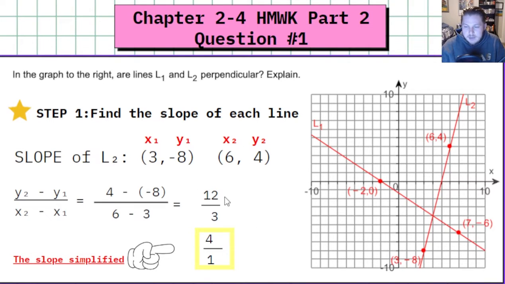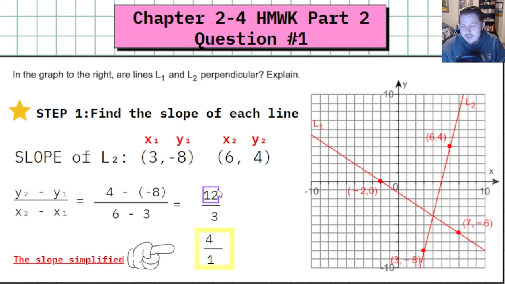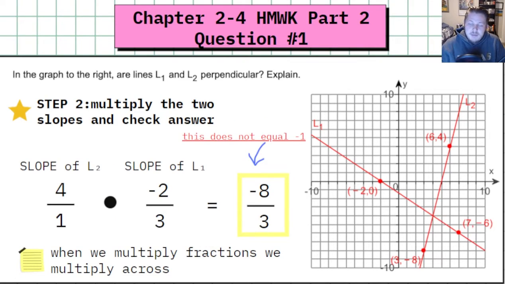Nothing too crazy there. So again, this fraction can be reduced down. Both of these numbers are obviously divisible by 3. So that's going to give me 4, right? 12 divided by 3 is 4. And then 3 divided by itself is 1. Now all I have to do is take these numbers and multiply them together, right?